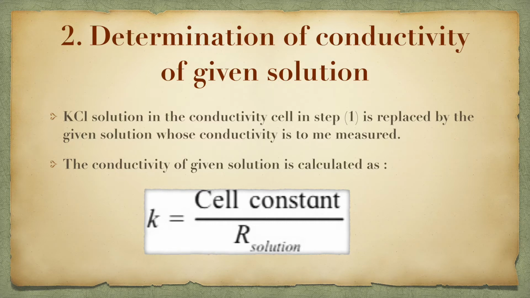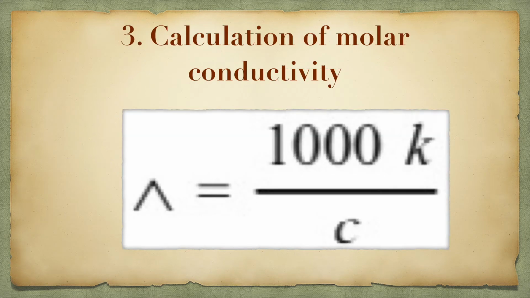Okay, now we will see the third step, the calculation of molar conductivity. Once you have the conductivity value, it is very simple for us to calculate the molar conductivity value. We can directly use this formula, that is lambda is equal to 1000 into kappa upon C. So by using this formula we are able to find out the molar conductivity of the given solution. Hopefully you understood this.